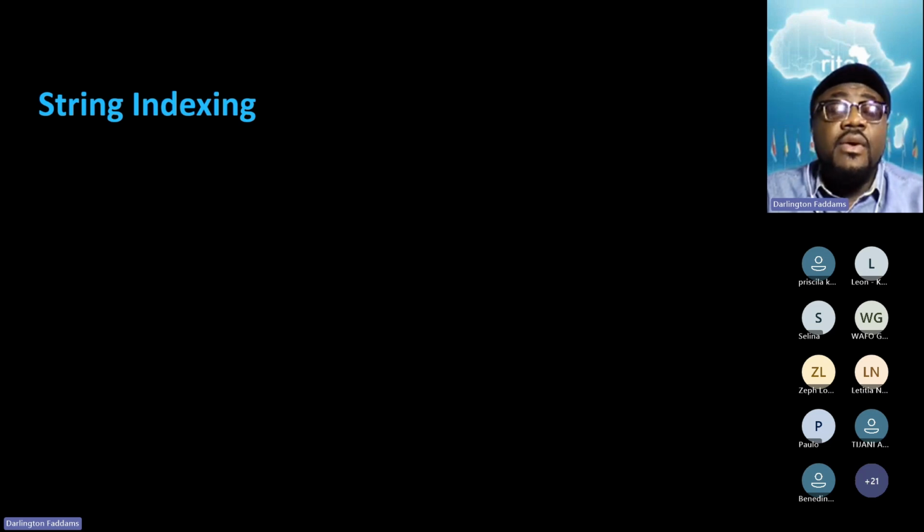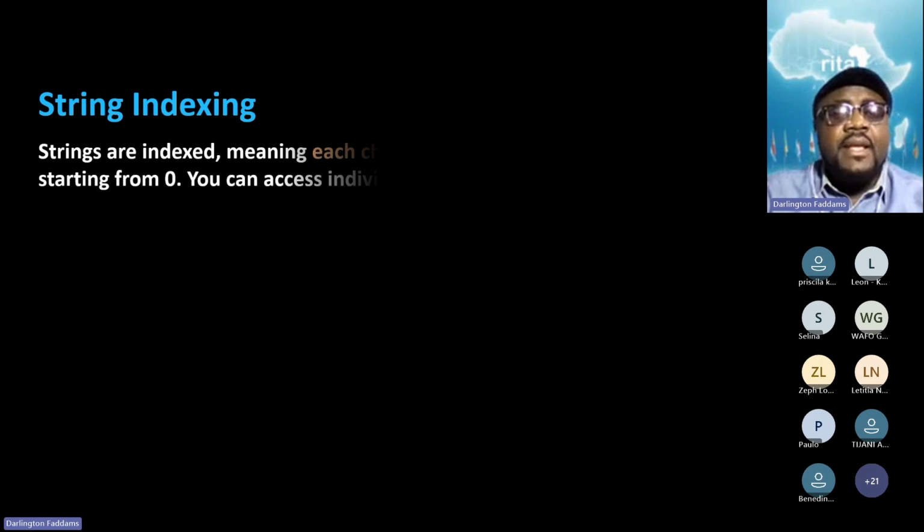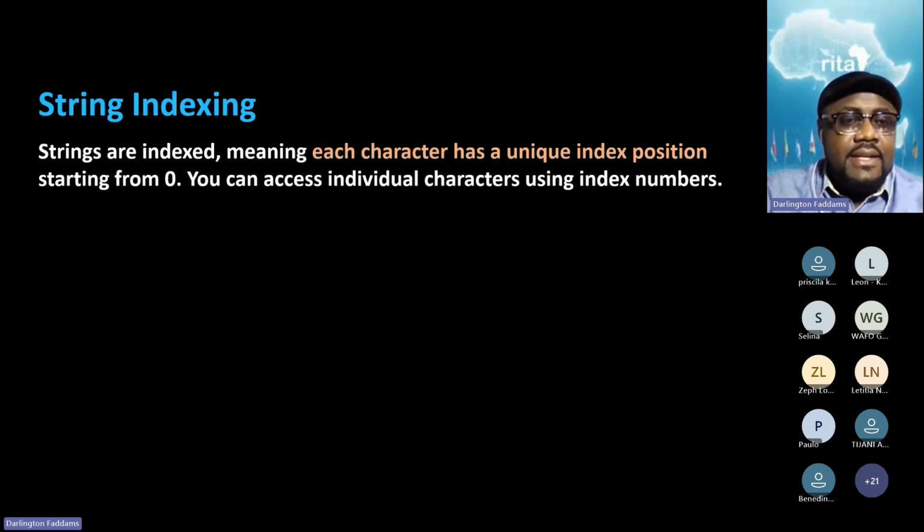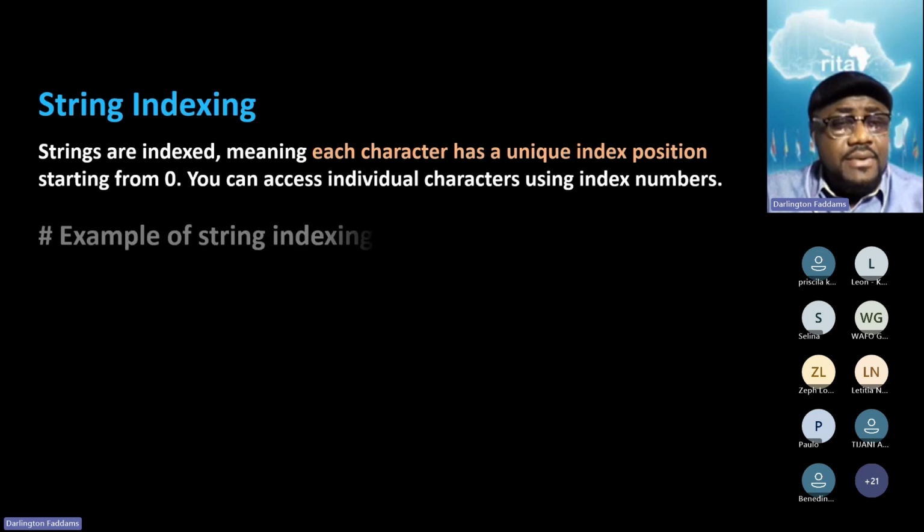You'll carry through a whole lot of tasks in Python, and it helps a lot if you understand how to use the index positions. And we learned yesterday that strings are indexed, meaning each character has a unique position starting from 0. It is very important to know that it starts from 0 so that you don't use 1 for the first character. The first character is 0.